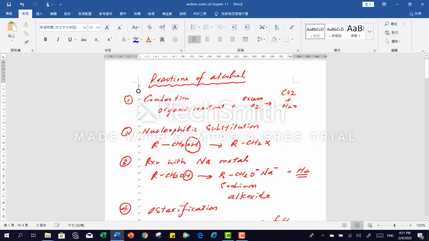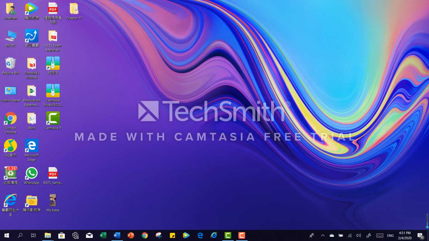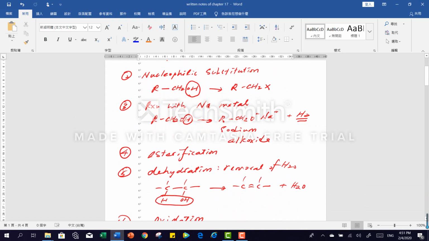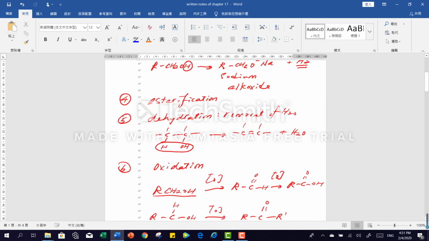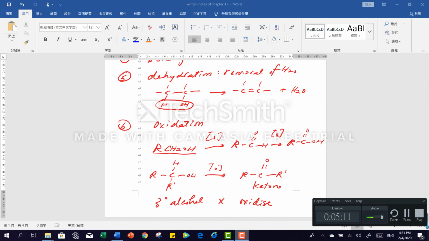Let us go through it one by one later, but we can take a look first. Okay, combustion, nucleophilic substitution reaction, reaction with sodium metal, esterification, dehydration, and oxidation. Okay? I will make another video to go into details of each reaction later.